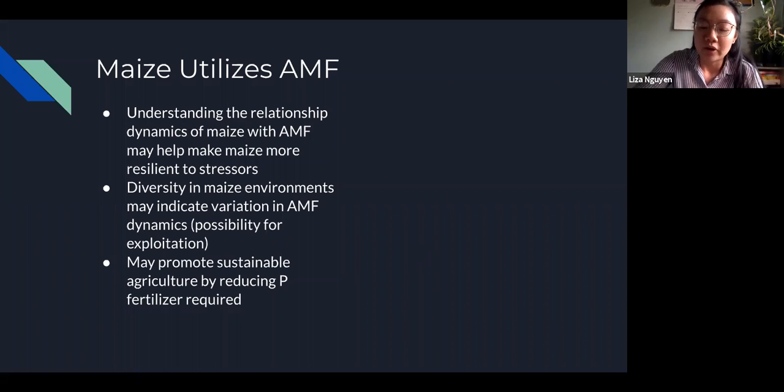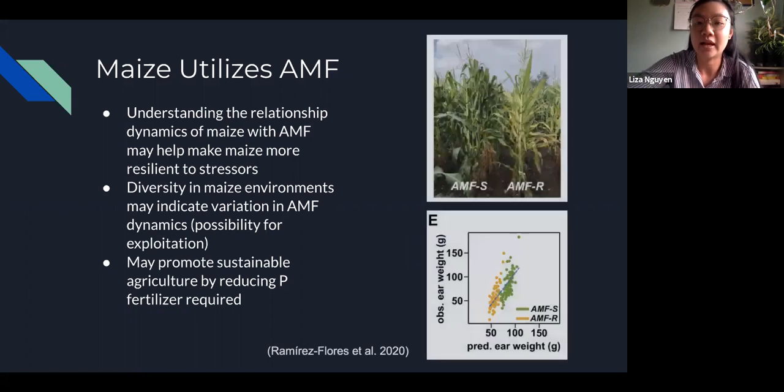And then a really critical point that a lot of people are very interested in with maize is that we could use mycorrhizae to reduce phosphorus fertilizer for maize growth and development. And perhaps most importantly, it's already been demonstrated that there's a connection of mycorrhizae to maize performance, both qualitatively and quantitatively. So in this picture on top, you can see that mycorrhizae susceptible and mycorrhizae resistant plants in the field look pretty different from each other.